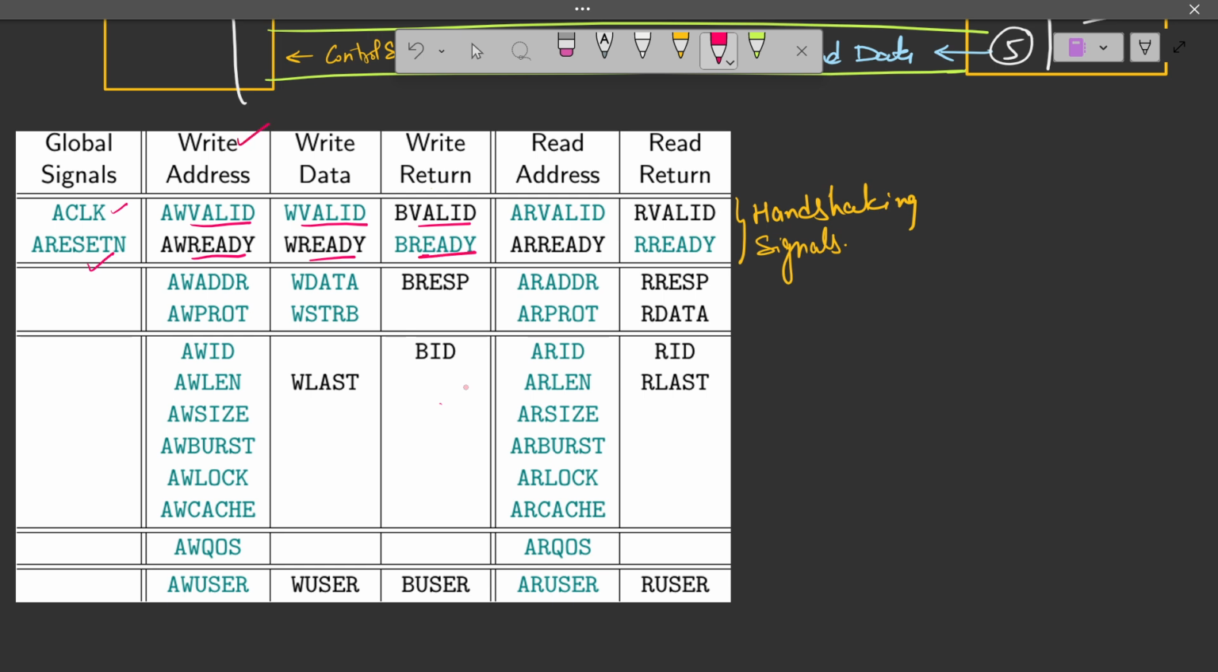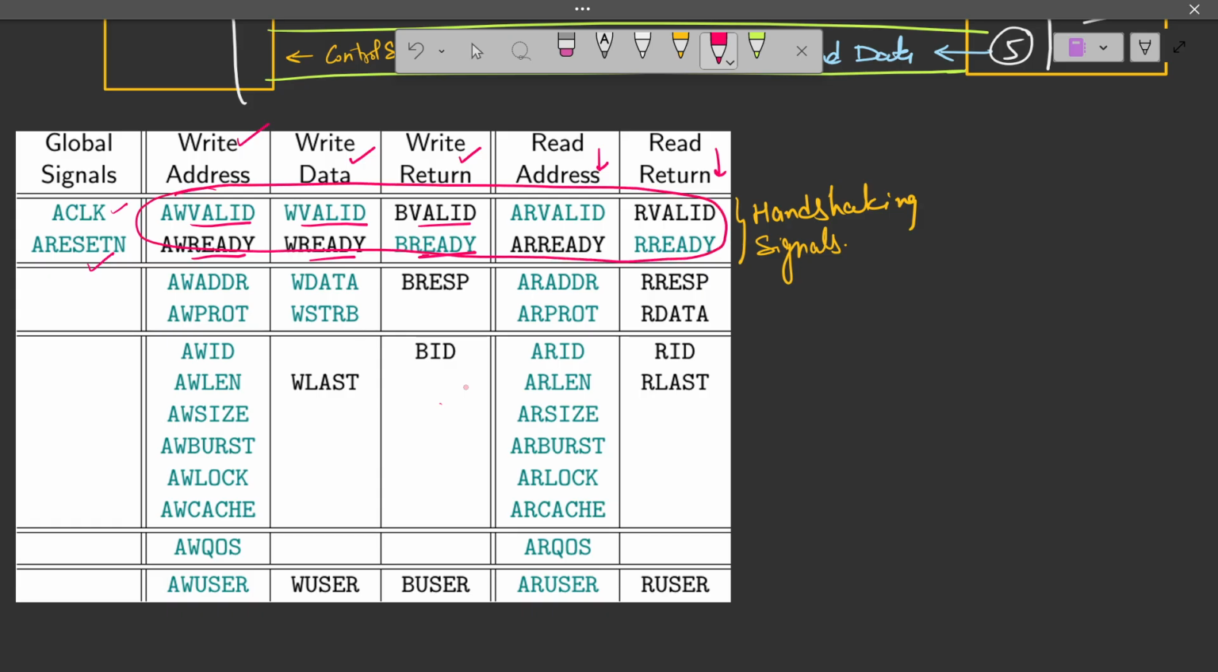These are signals belonging to the write address channel. These signals are from the write data channel. These signals are from the write return channel, or write response channel. These are the signals based on the read address channel. These signals are based on the read return channel, or read data channel, you can say. So if you see, all these signals are common among all the channels.